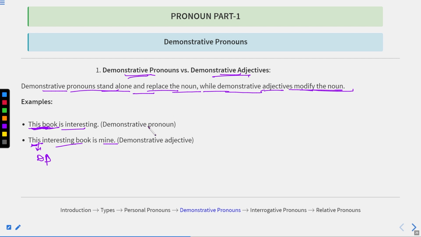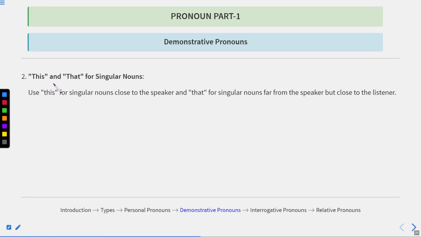Now this is somewhere a typing error. This is actually the demonstrative adjective, which is the upper one, and the downward one is the demonstrative pronoun. So this is actually the typing error, which you can see over here. Now let us move to the next one.